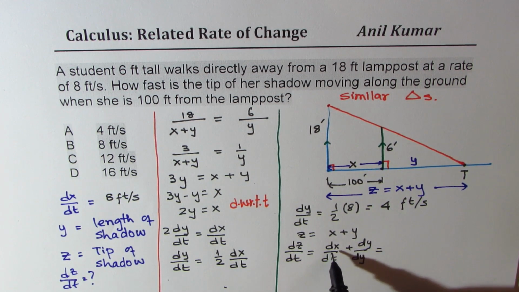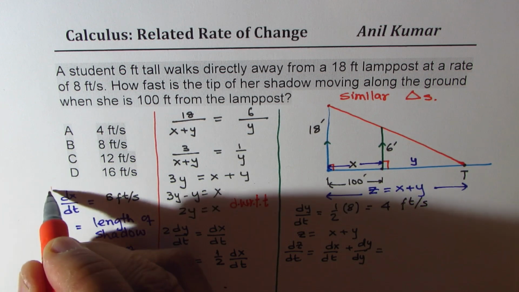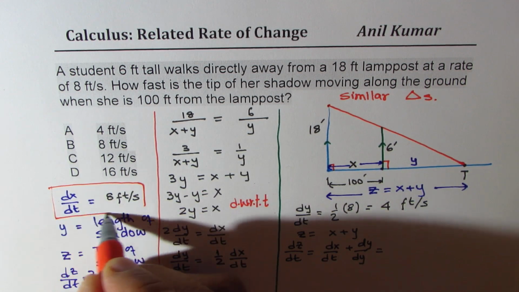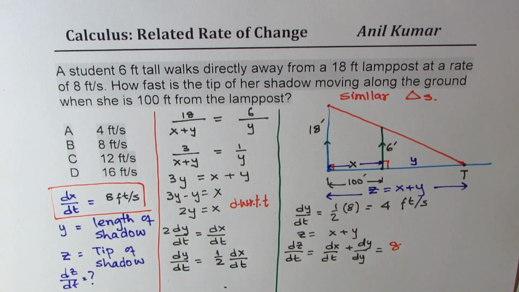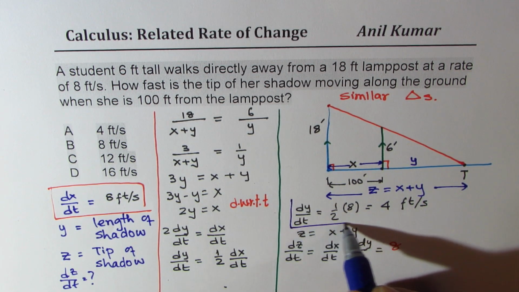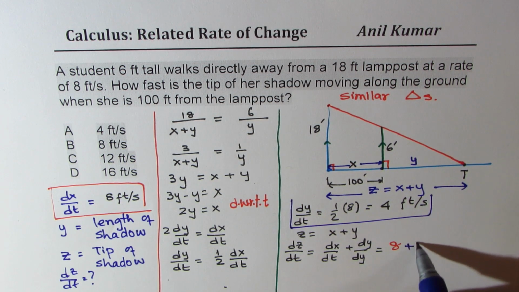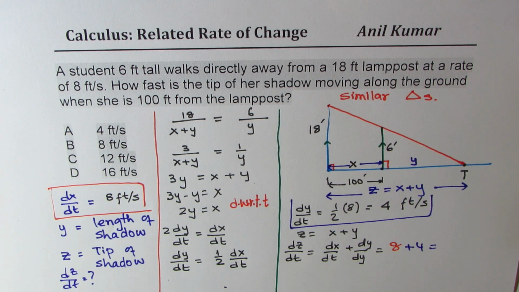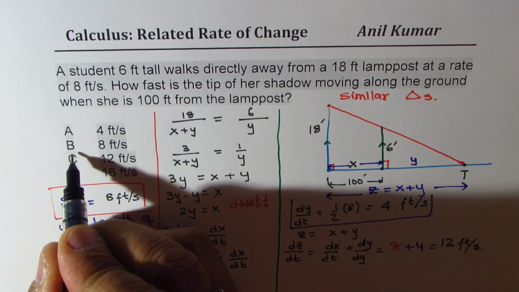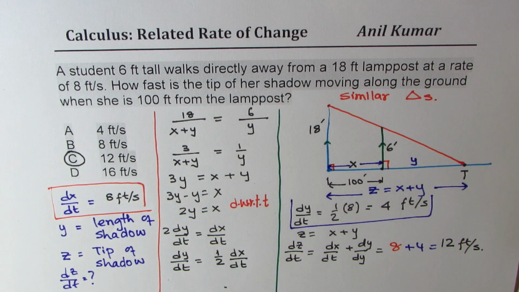Which is dx/dt, given to us. Let me highlight this. What is given? dx/dt is given to us as 8. So we get that as 8. And dy/dt we just calculated, which is right here, plus 4. So the answer is what? You have to add them both. Perfect. You have to add them both to get the right solution. So here we get 12, which is option C.